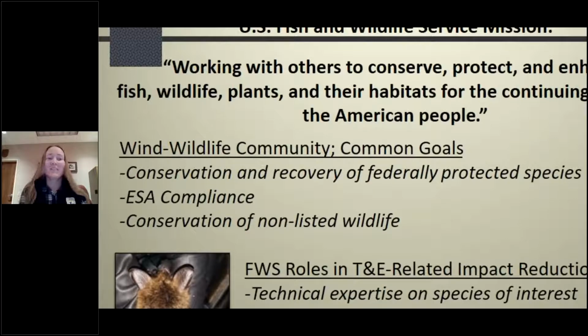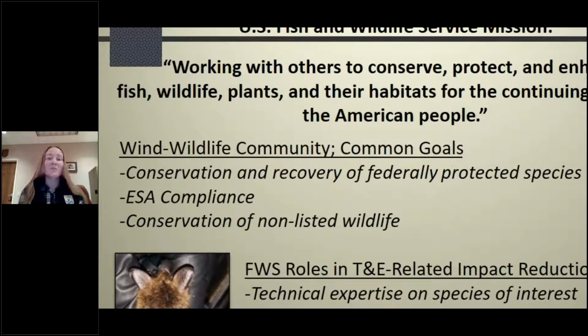And of course, that's conservation and recovery of federally protected species combined with ESA compliance, which is in all of our best interests, and also the conservation of non-listed wildlife, hopefully with the end of precluding listing for some of the species that are highly impacted. I think those are good goals that we all share.